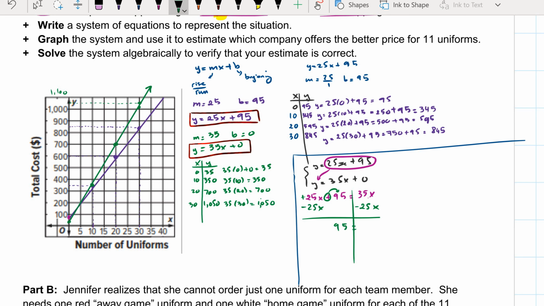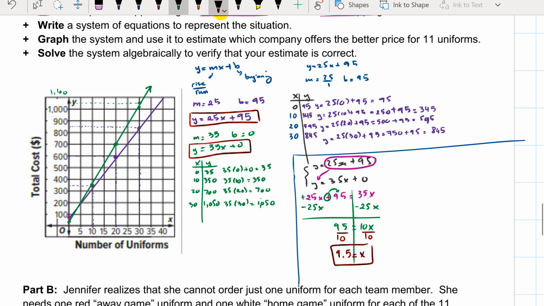95 equal to 35 minus 25 is going to be 10x, and we divide both sides by 10. So it's 9.5 equal to x, or x equal to 9.5. So x represents the amount of uniform, so it's about 9.5 uniform. That's what we have so far.